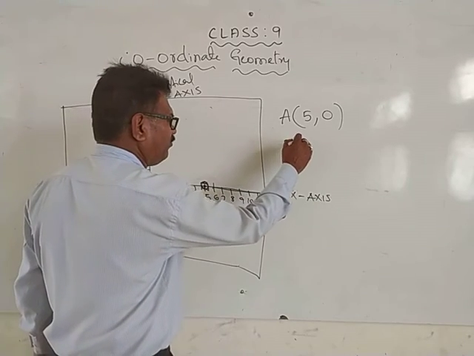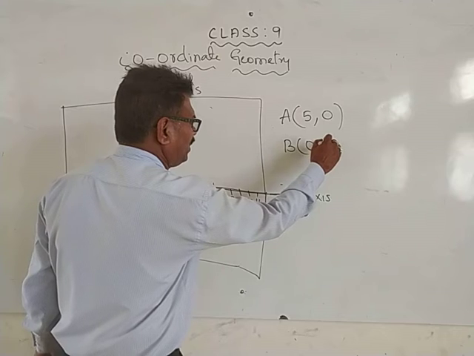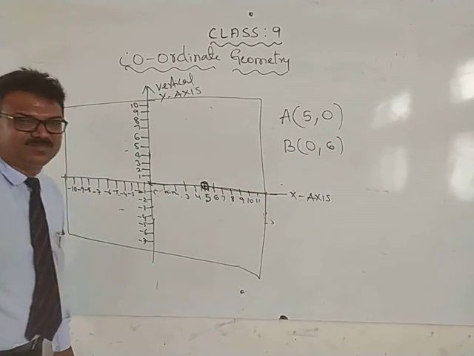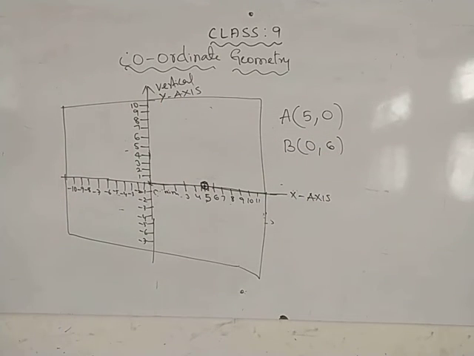Now reverse. B is 0 and 6. X value is 0, which means it will be 0 only. Y is how much? 6. Therefore, it is traveling like this: 1, 2, 3, 4, 5, 6.